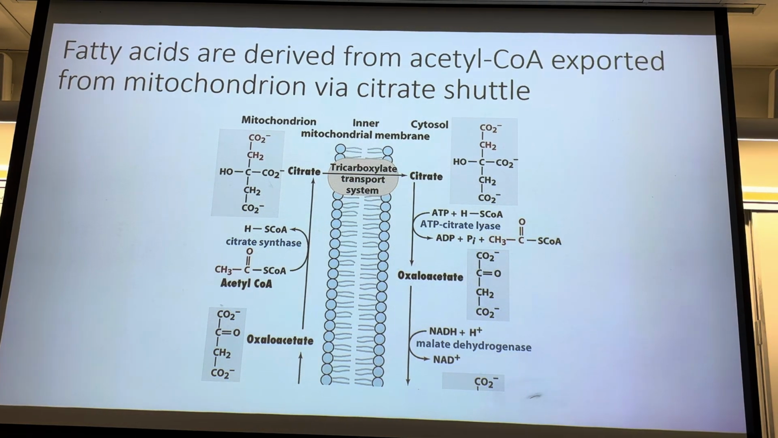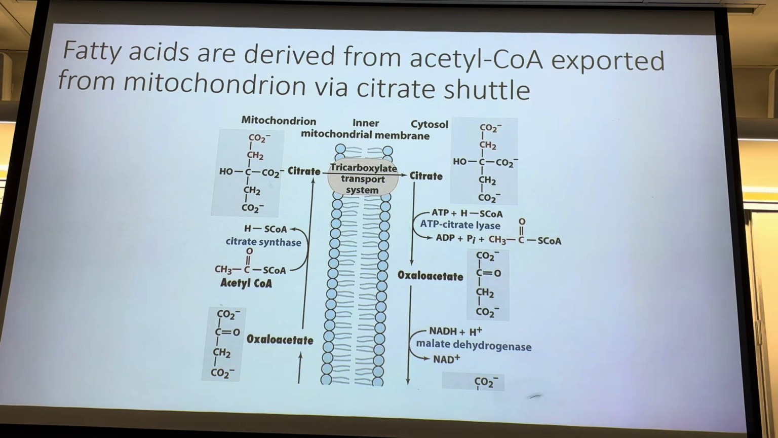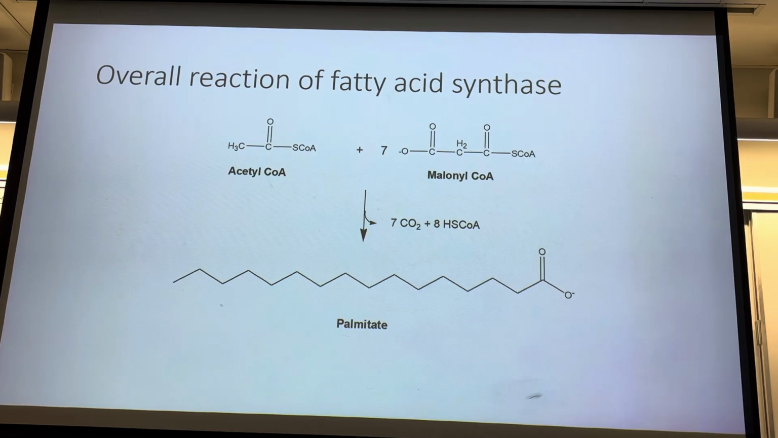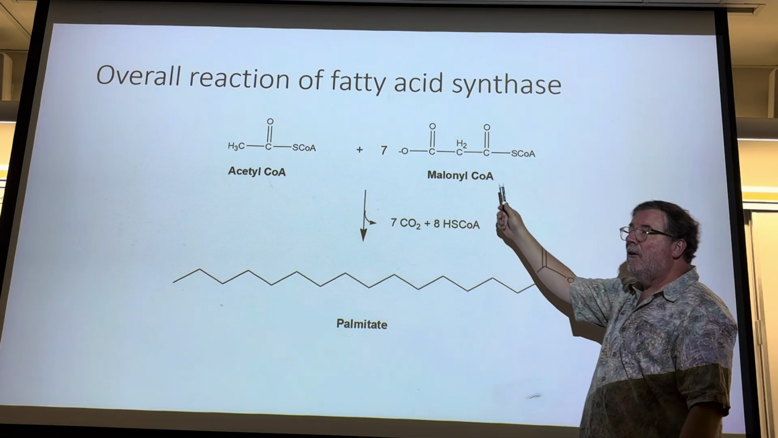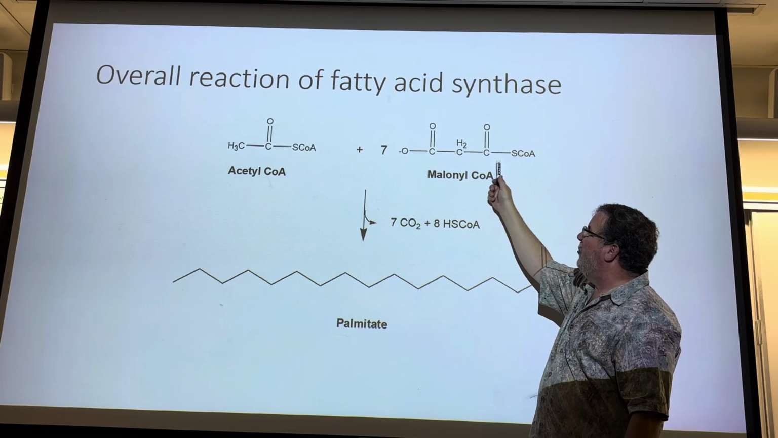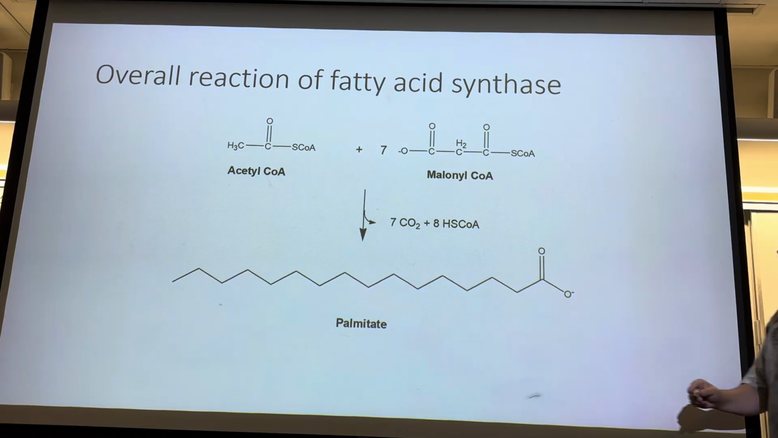Okay, the next part, I think this is where I'm going to go to the board. The next part is taking these 2 carbons and polymerizing them, adding them 2 carbons at a time to make the fatty acid. The overall reaction starts with acetyl-CoA, which I'll talk about in a sec: you activate the acetyl-CoA to make malonyl-CoA, polymerize, and then elongate it to palmitic acid.